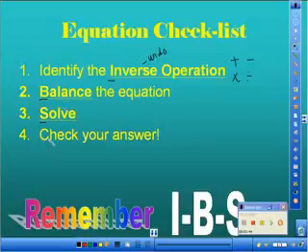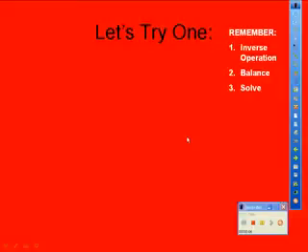Now, if you're a really smart student and you always want to get a 100 on your test, or whatever assignment you're completing, you always want to go back and check your answer. Let's go ahead and try an example together.